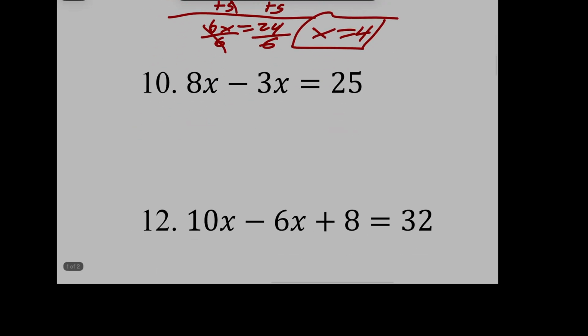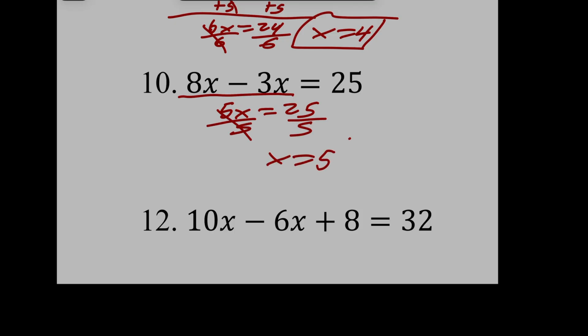Okay, let's go on to number 10. All right, they're on the same side, so I don't add 3x or anything like that. I just do the math. When they're on the same side, just do the math. Okay, now I'm going to divide each side by 5, and I'm going to get x equals 5.